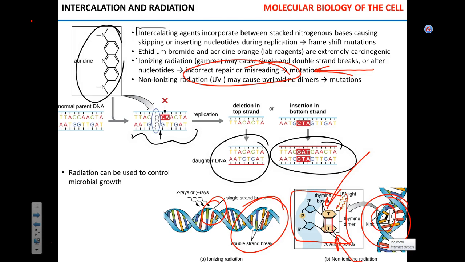What you have to know: the mechanism of intercalating agents. What is intercalation? Insertion in between the pairs. What does gamma radiation do? Single and double strand breaks. What does UV light do? Pyrimidine dimers.